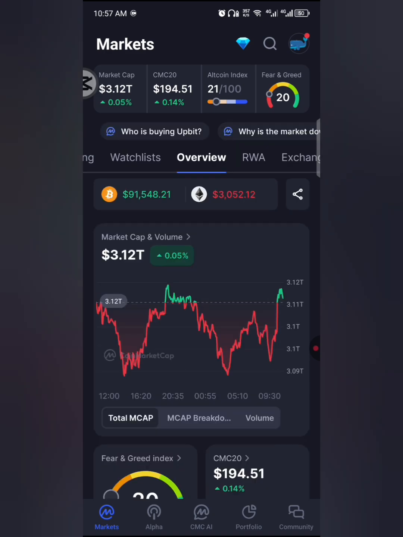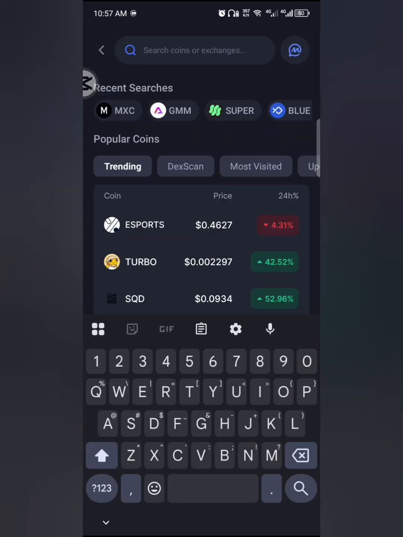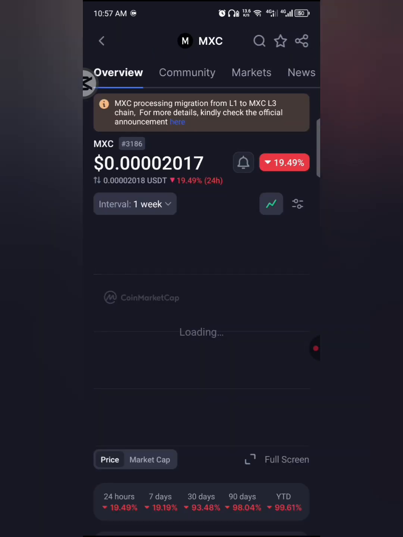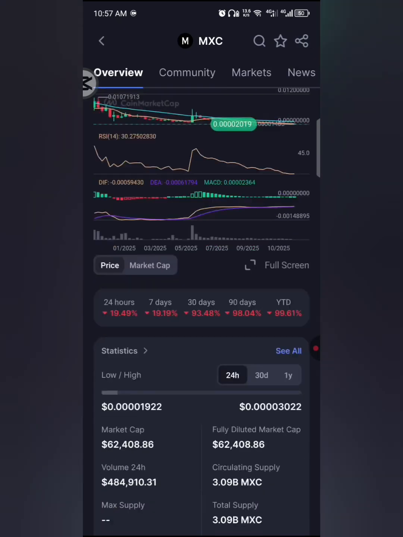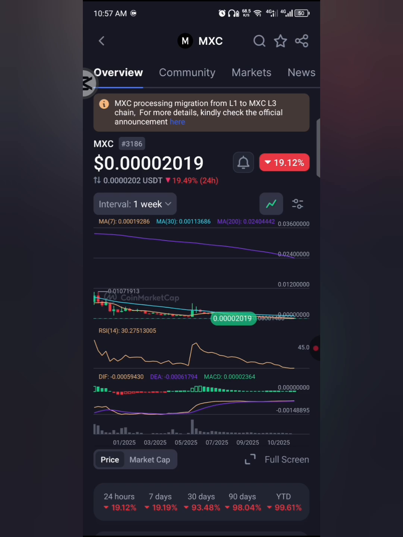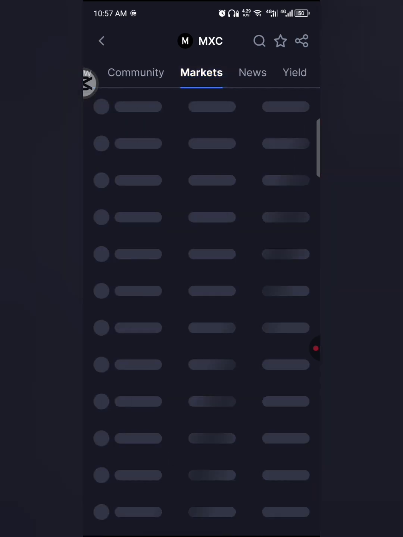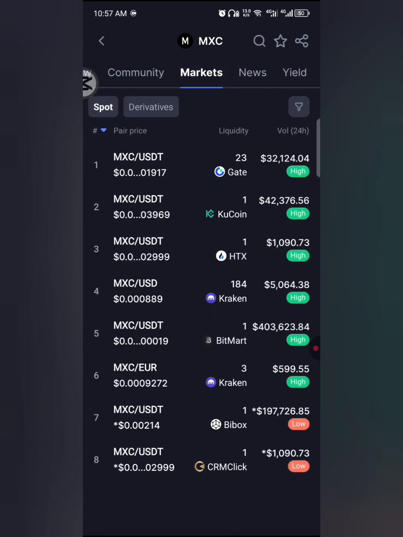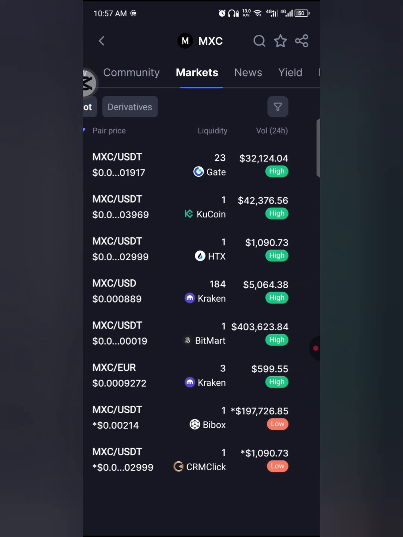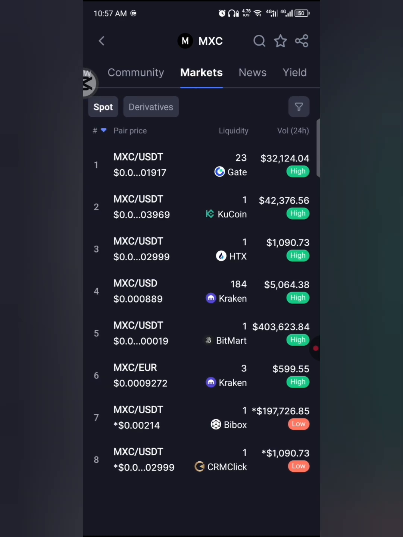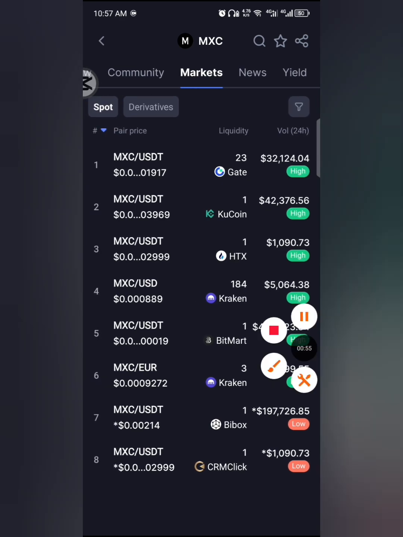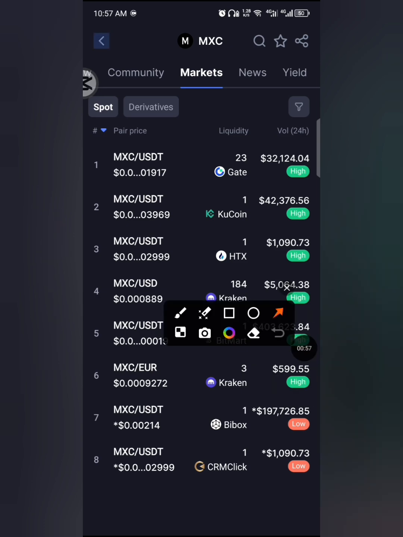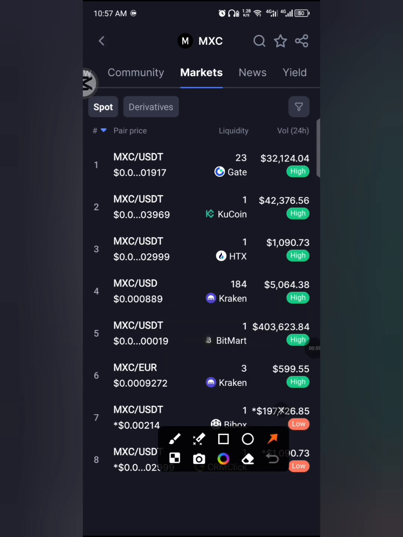Now, let's search the token MXC. Look at this token right here. You can see the price is about 0.4019, right? Now, you're going to go to market. When we click on market, you're going to see different prices on different exchanges. Hope you took note of the initial market price.